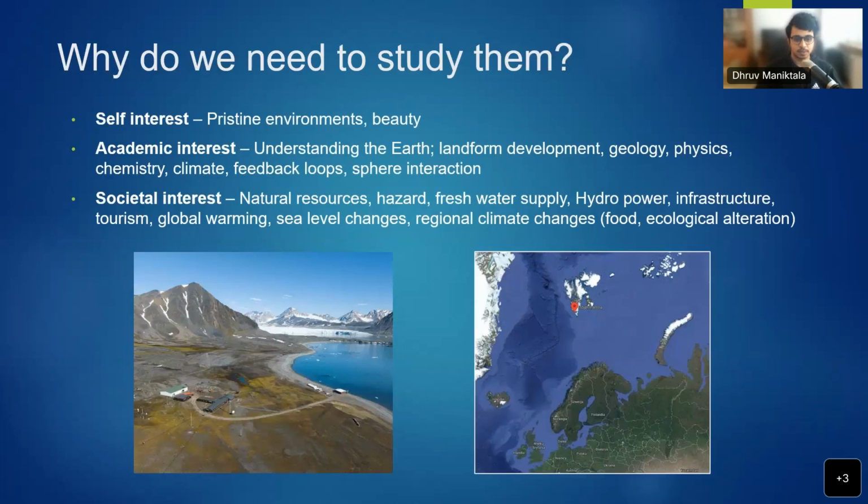And here are pictures of the Polish polar station in Hornsund in Spitsbergen, where glaciologists and people in other scientific fields go to study glaciers and different spheres that interact with glaciers. And in the second image, you can see where this Polish polar station is located, way far up north.